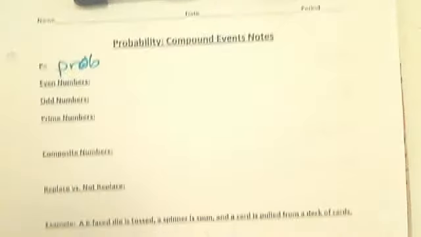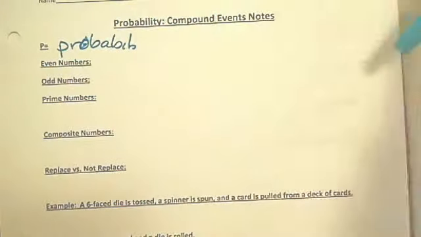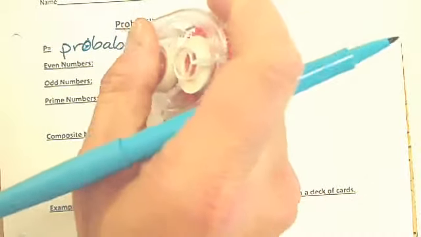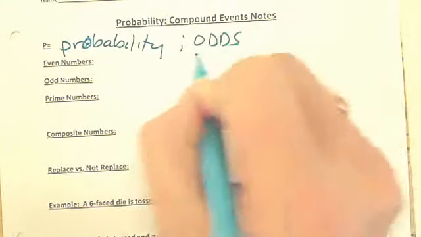Probability. We're doing compound and independent, dependent events today. P means probability. I can't spell it. Probability, the probability or odds. This is also known as odds. What are the odds of winning?